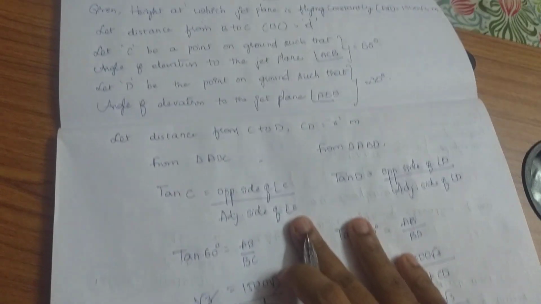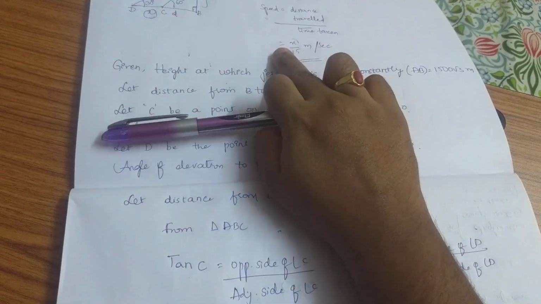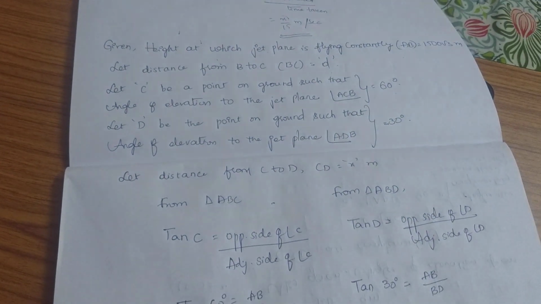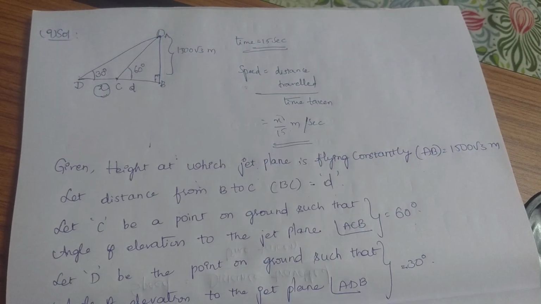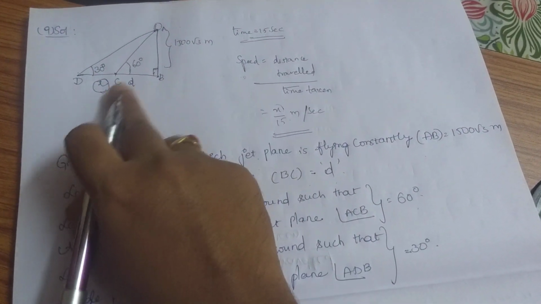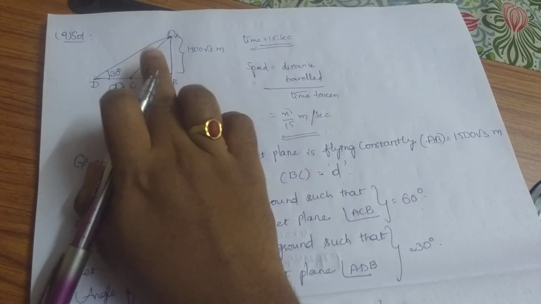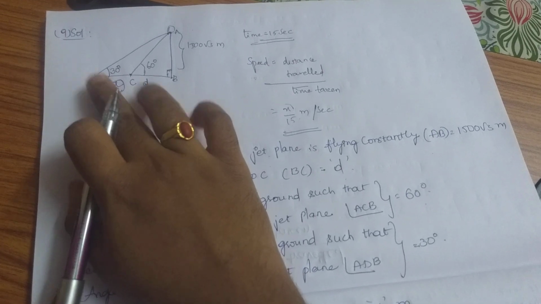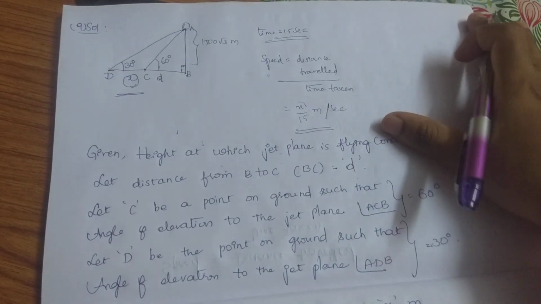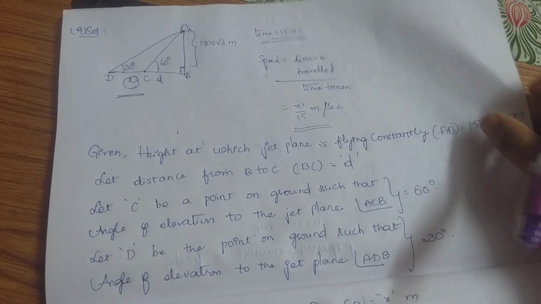So how to get the speed? I told you, speed is distance traveled by time taken. So that is nothing but x by 15 meters per second. Okay, so let's continue. Here we have to consider only distance x, because after 15 seconds they told that the angle is reduced to 30 degrees. Initially it was 60, after that it got reduced to 30. It means only this distance CD we have to take. So time will obviously be 15 seconds only.